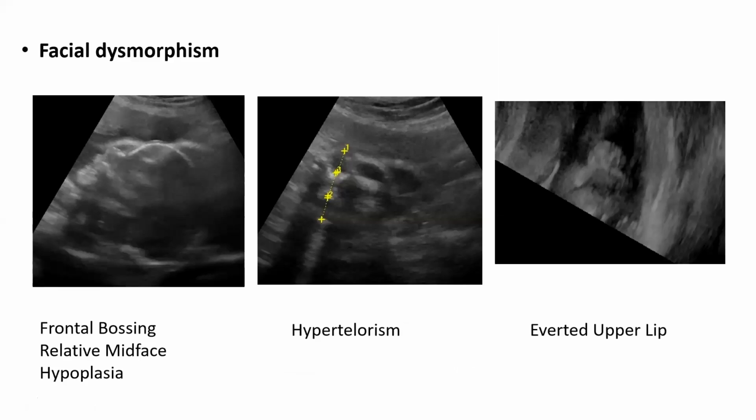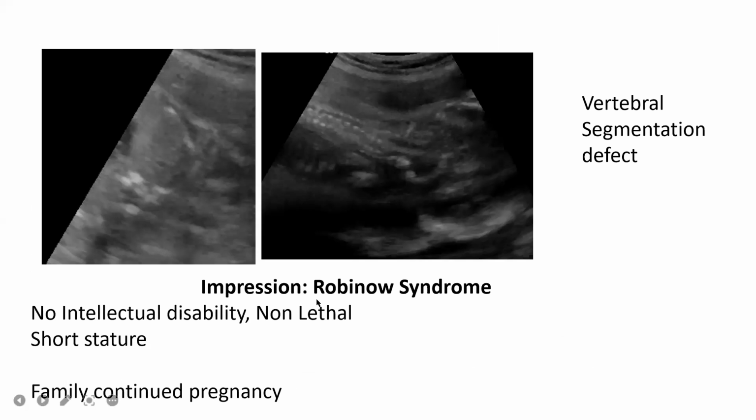Coming to the facial dysmorphism, here we can see the baby is having frontal bossing, relatively mid-face hypoplasia, hypertelorism, and there was everted upper lip. So considering this facial dysmorphism and significant mesomelic shortening of long bones, the clinical impression after ultrasound findings was Robinow syndrome. In Robinow syndrome, we know there is no intellectual disability, and this is a non-lethal skeletal dysplasia, and they usually have short stature. The family was counseled accordingly, and they finally decided to continue the pregnancy. And in the scan, the additional finding was a vertebral segmentation defect in the thoracic vertebra. Here we can see.